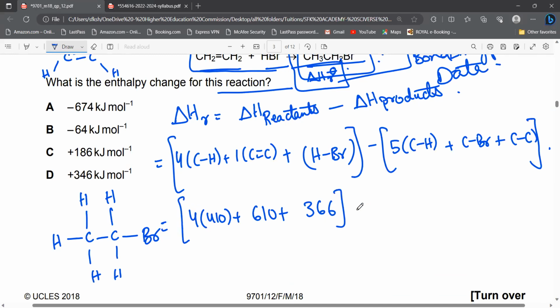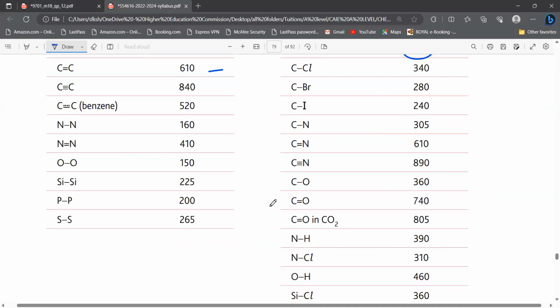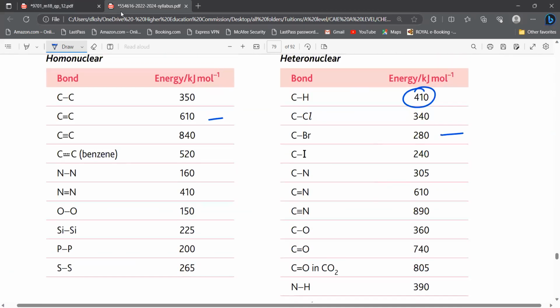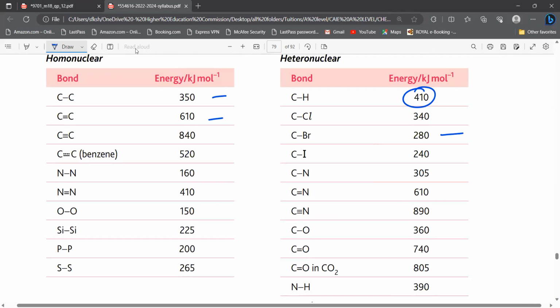These are all the reactants minus all the products. Now, 5 times carbon-hydrogen, which is 410, plus the carbon-bromine bond. This might be down here. It's right here, 280, plus the carbon-carbon single bond finally. It should be here, 350.